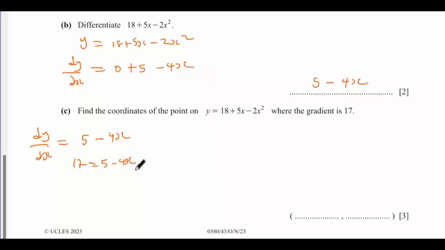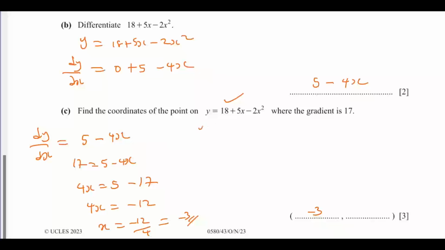So 17 equals 5 minus 4x. Let's solve for x. That will be 4x equals 5 minus 17, which is 4x equals minus 12. Then x equals minus 12 over 4, which is equal to negative 3. So if x equals negative 3 is the point where the gradient is 17, then we need to find the y value. So let's substitute x equals negative 3 into this equation.